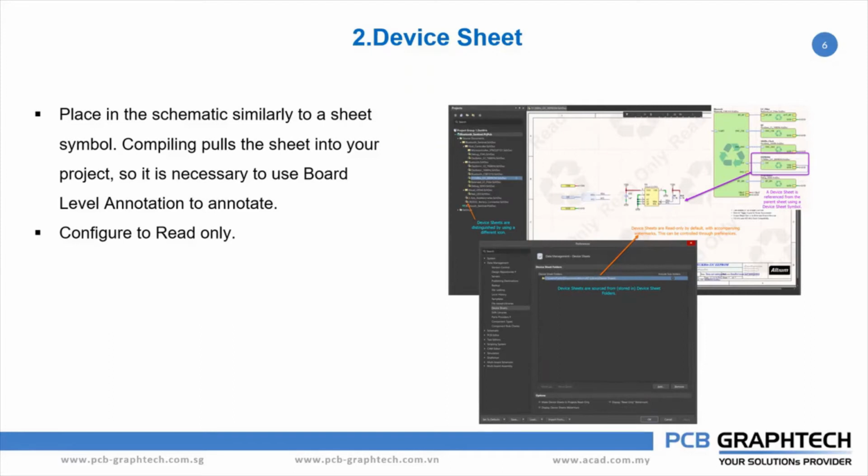What else you can do is, since I told you the device sheet can be placed only after compilation as a child sheet, the annotation can be done only with board level annotate. You cannot do the normal annotation. Later in the demo, I will show you how to do that. Board level annotate will help you do the annotation, and then we can push it to the PCB. But please remember, this device sheet can be applied in your schematic document.